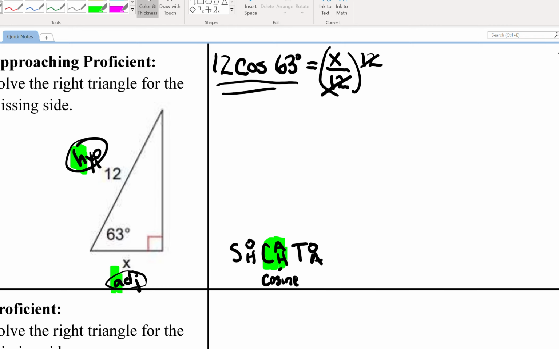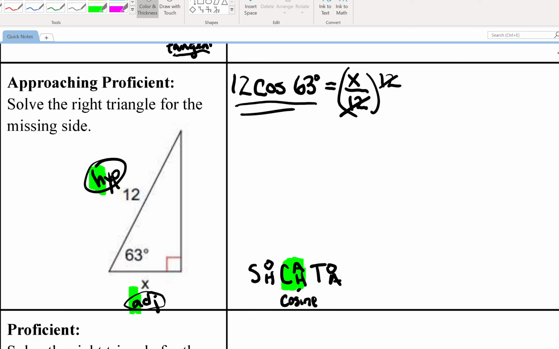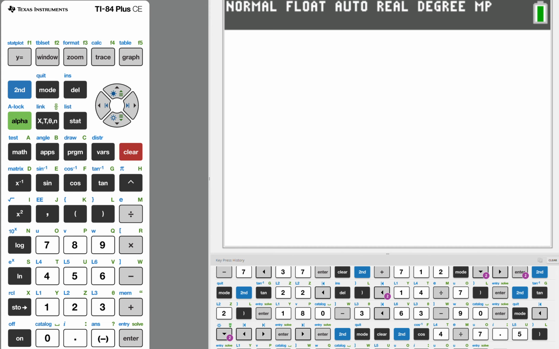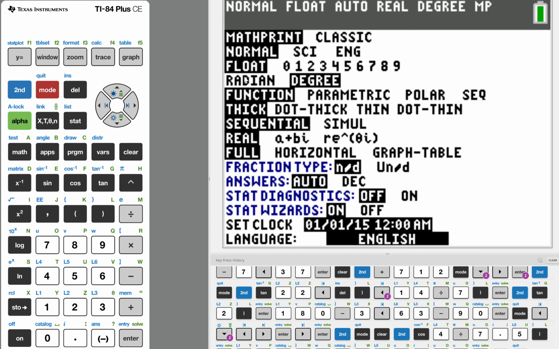Please make sure that your calculator is set to degrees. So we flip over here. And I notice up here it is set to degrees. You can see along the top if you have one of the newer calculators. If you have one of the older calculators, if you hit mode, I see that the radian is not highlighted, but degree is. So that is in degrees.